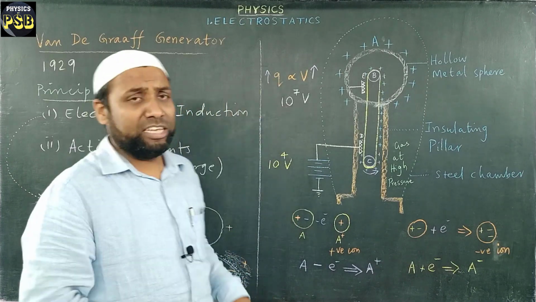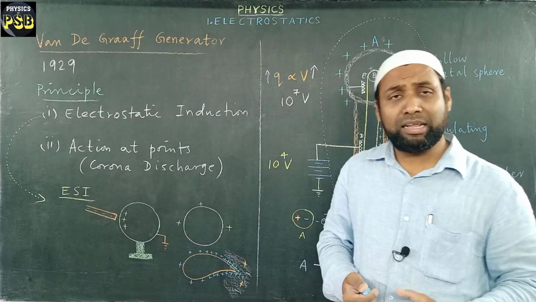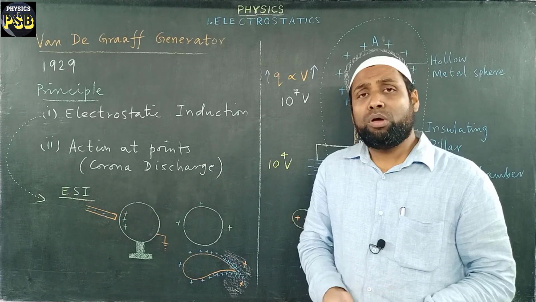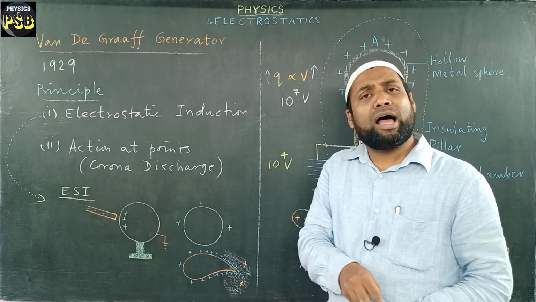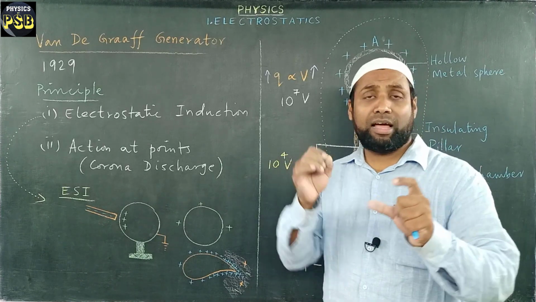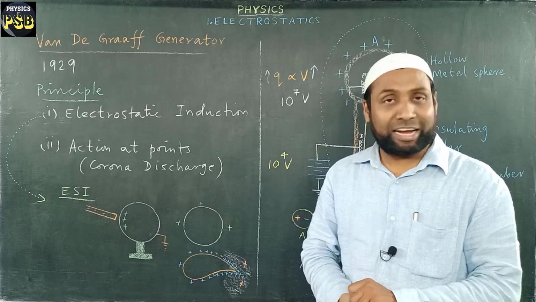When such a high voltage is given to a particle, the particle starts moving with large velocity. When such high speed particles collide with a target, nuclear disintegration occurs.